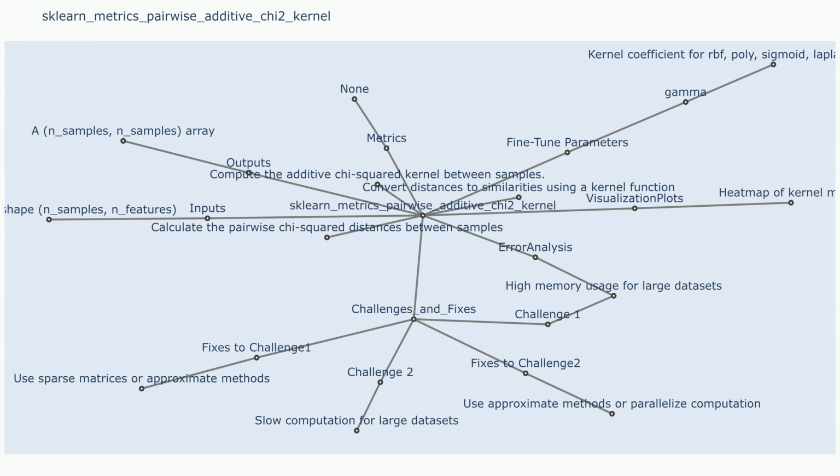Fixes to challenge 2: utilize dimensionality reduction techniques, such as principal component analysis (PCA), to reduce the number of features. Employ efficient kernel approximations, such as the Nystrom method.